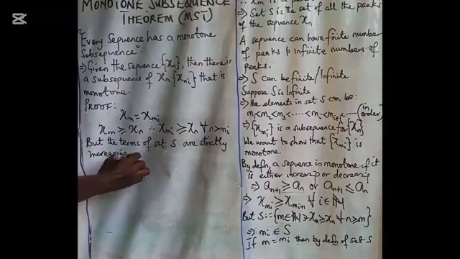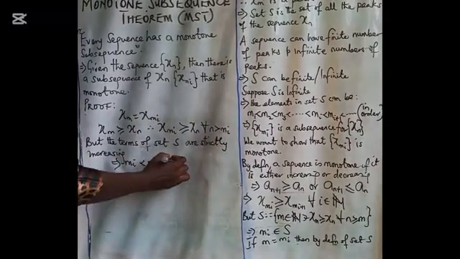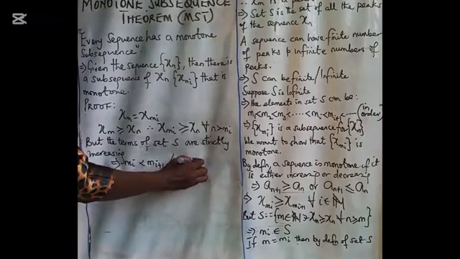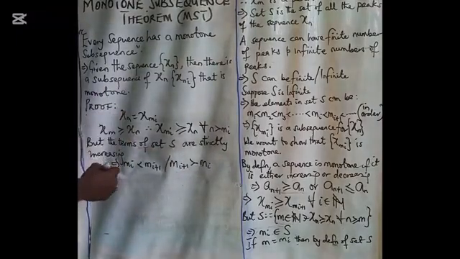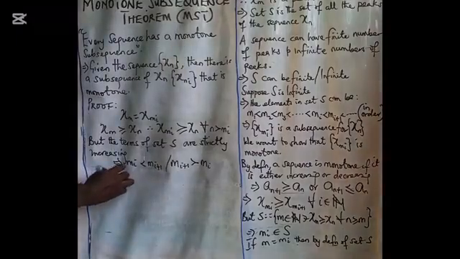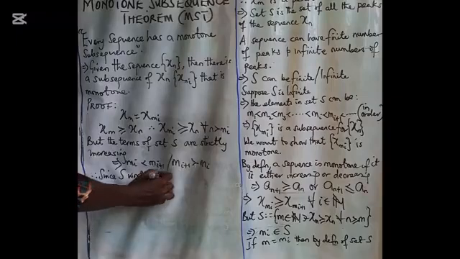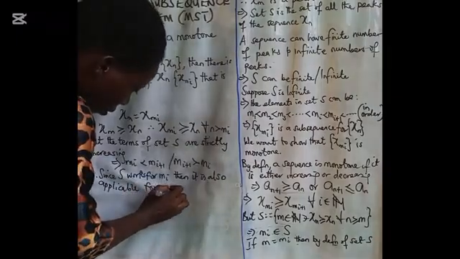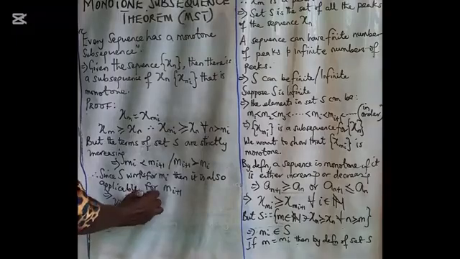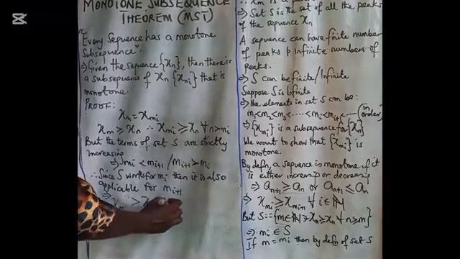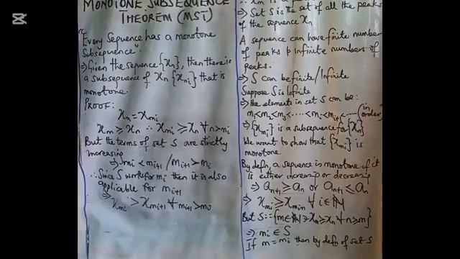And this implies that M sub I will be less than M sub I plus 1, or that M sub I plus 1 is greater than M sub I. Therefore, since the set S works for M sub I, then it is also applicable for M sub I plus 1. X sub Mi will be greater than X sub Mi plus 1 for all Mi plus 1 greater than Mi.